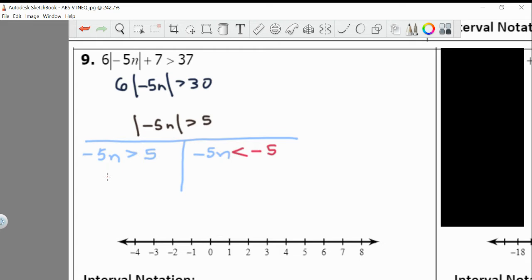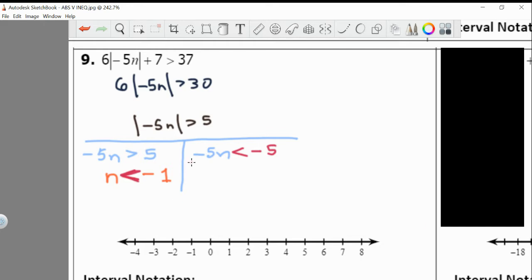Divide by -5, right? And when you divide by -5, what do you have to do? You've got to switch the signs. Anytime we're dividing by a negative, we need to flip that over. We had to change this because we divided by a negative.